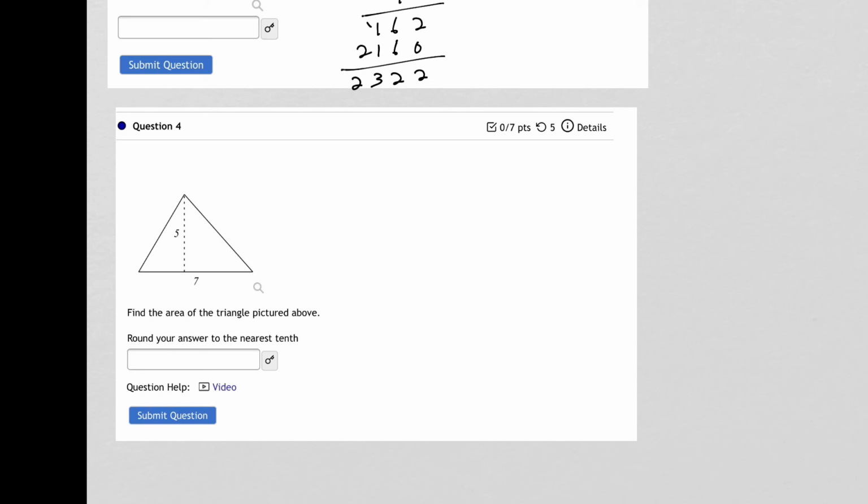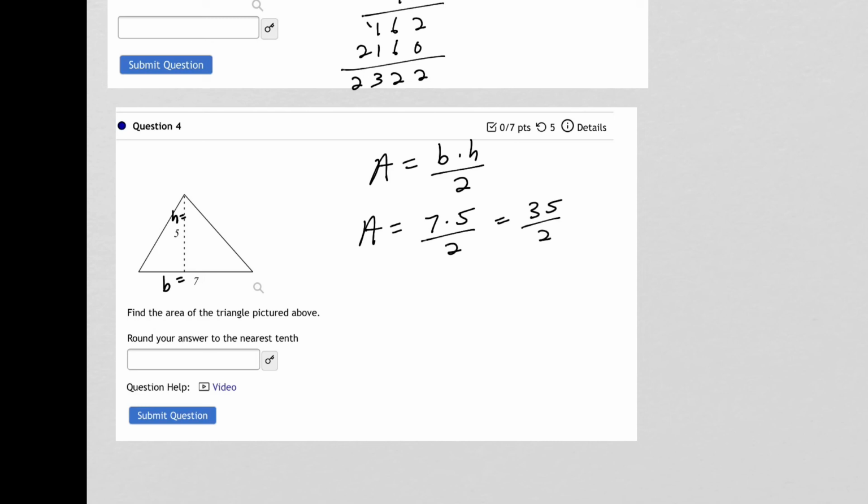Okay, in this example, we want to find the area of that triangle. So remember, the formula for the area of a triangle is base times height divided by 2, or 1/2 base times height. In this case, the base is the 7, and the height is the 5 there. So this is going to be 7 times 5 divided by 2. So this is 35 divided by 2.